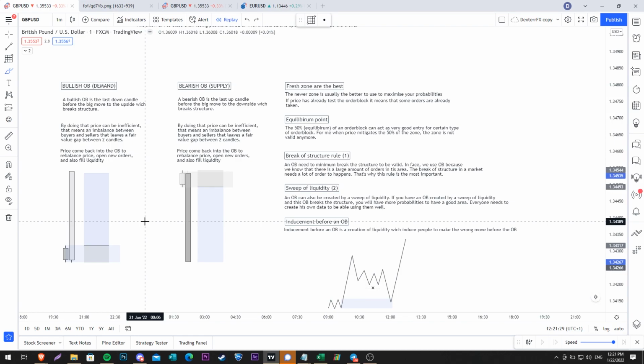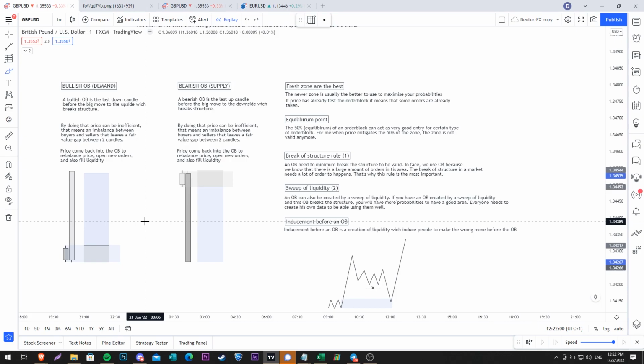The second rule is that an order block must respect... You don't need to have both rules at the same time, okay? An OB can be created by a sweep of liquidity. If you have an OB created by a sweep of liquidity and this OB breaks the structure, you will have more probability to have a good area. Everyone needs to create his own data to be able to use them well.